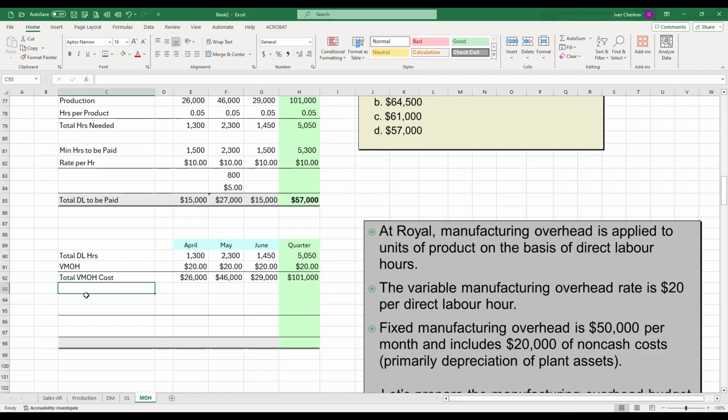Then I'm going to have the fixed manufacturing overhead. What's the fixed manufacturing overhead? Once it's fixed, it's fixed. So 50,000 is going to apply every single month, correct? That shouldn't be a problem for us. 50,000 here, 50,000 here, 50,000 here. So our total manufacturing overhead is equal to $150,000.